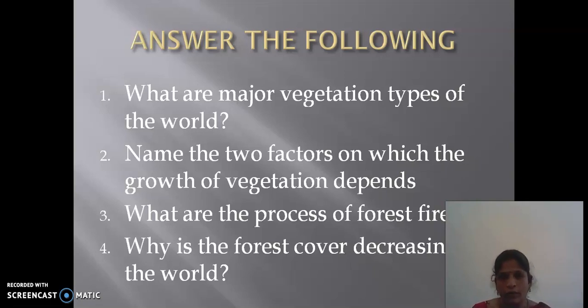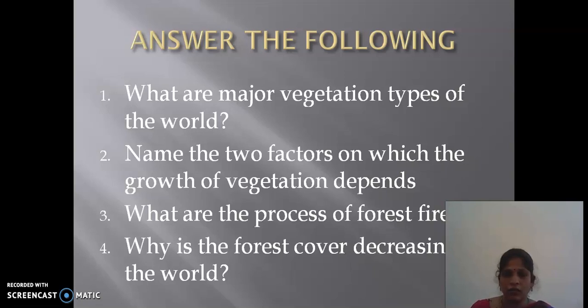Then what is the process of forest fires? How are forest fires happening? Due to human activity, human careless activities, and by natural lightning.